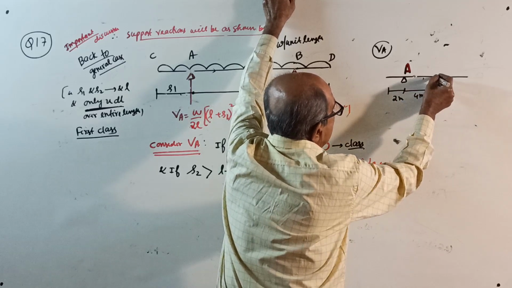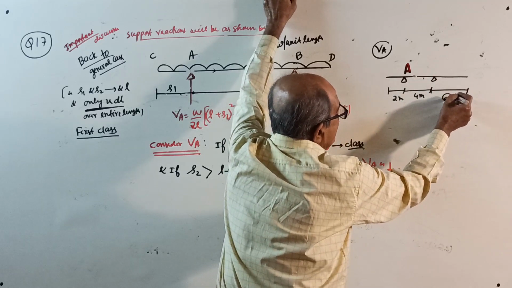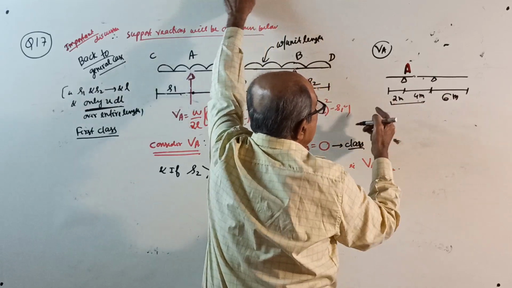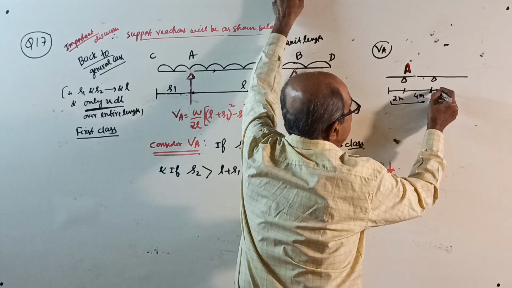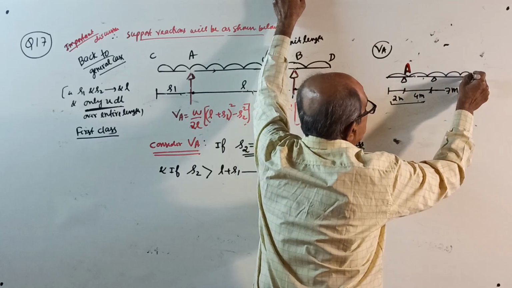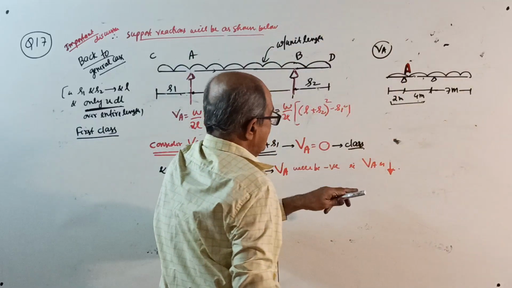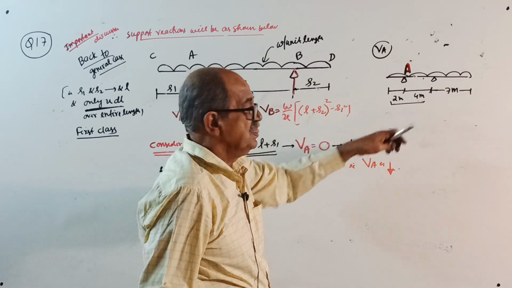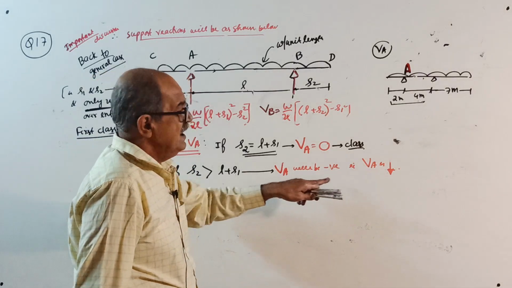4 meter, and if it is 6 meter, L plus S1 total is 6 meter. Your reaction will be 0 for UDL only. Whereas if it is 7 meter, for UDL, somebody will say, sir, this is a problem. This will try to lift the support A, negative will come. So a downward reaction. Just an example. So if S2 is more than L plus S1, VA will be negative.